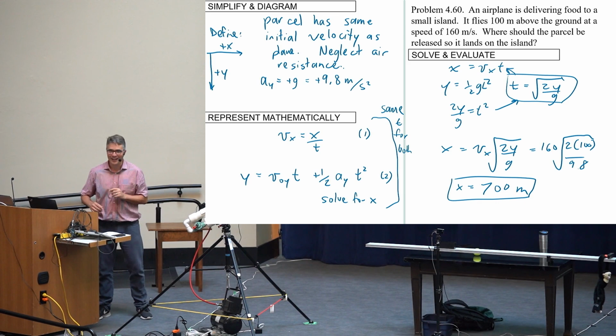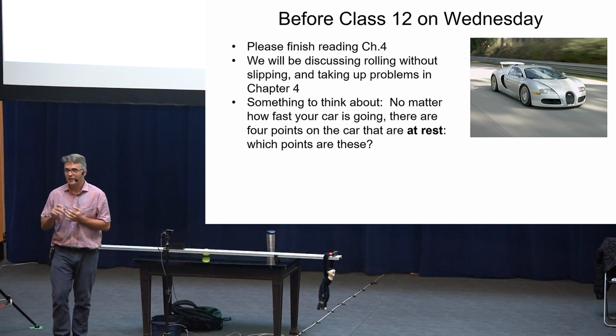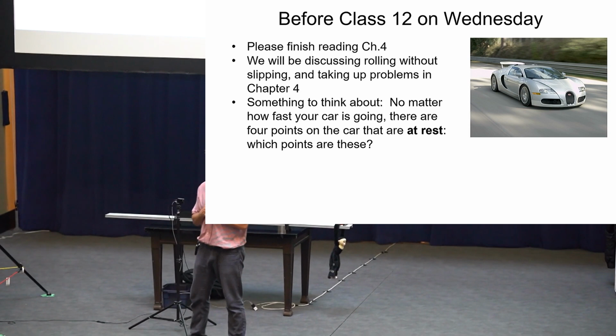On Wednesday, we're going to finish off chapter 4. And here's something to think about. When there's a car on the highway, I would say there are 4 points in that car that are at rest at all times, no matter how fast it's going. So where are those points? And I'll see you Wednesday.